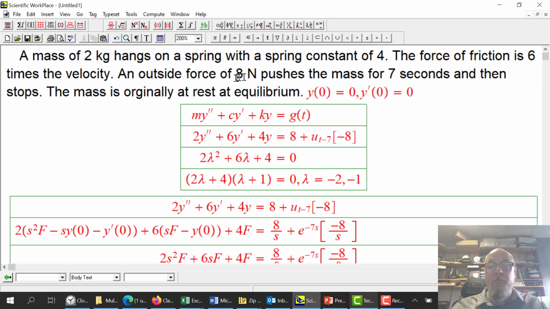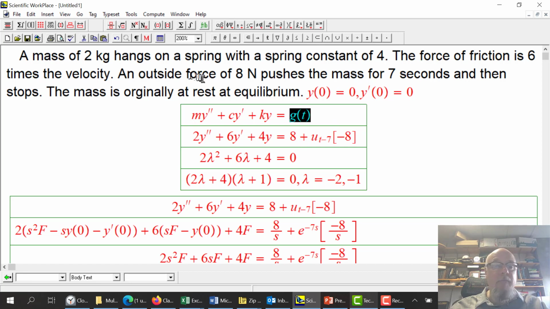An outside force, so the forcing function, of 8 newtons pushes the mass for 7 seconds and then stops. So I'm going to model that with a Heaviside step function. Here's the U. That highlighted U is 0 before 7 seconds and 1 after 7 seconds. So if that highlighted U is 0 before 7 seconds, then this g of t is just 8.